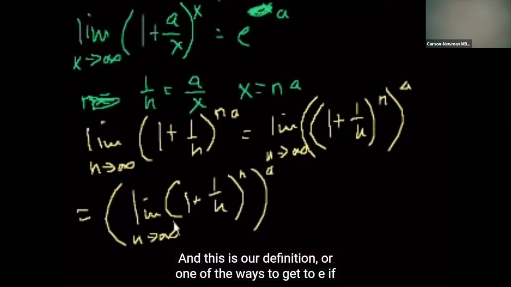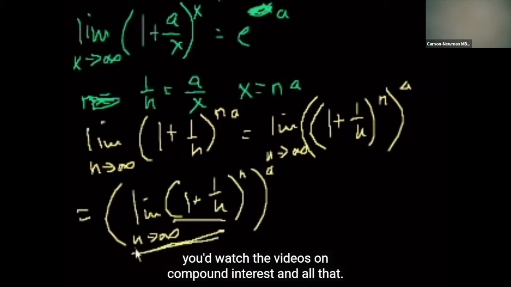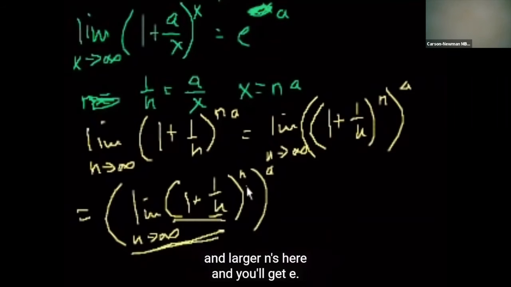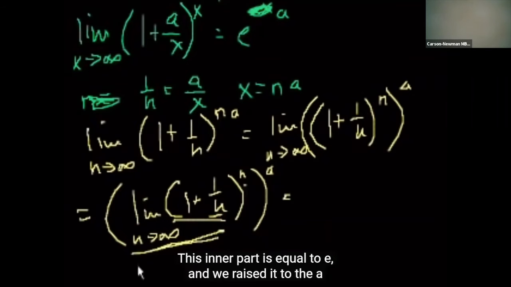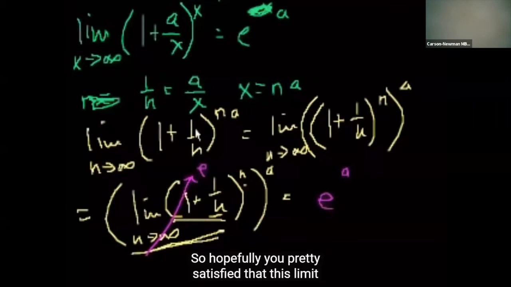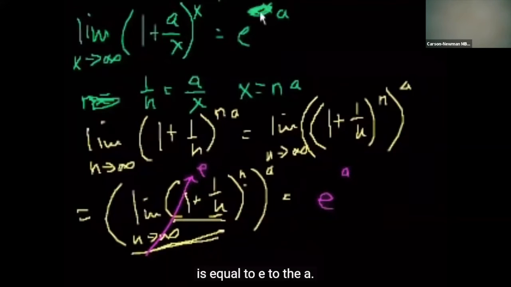And this is our definition, or one of the ways to get to e. If you watch the videos on compound interest and all of that, this is how we got to e. And if you try it on your calculator, just try larger and larger n here, and you'll get e. So this inner part is equal to e, and we raise it to the a power, so it's equal to e to the a. So hopefully you're pretty satisfied. This limit is equal to e to the a.